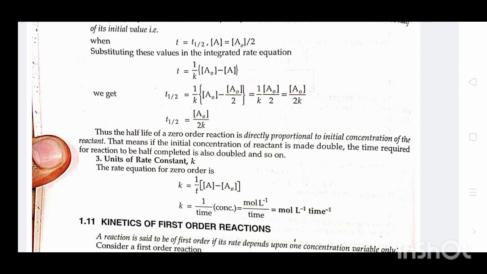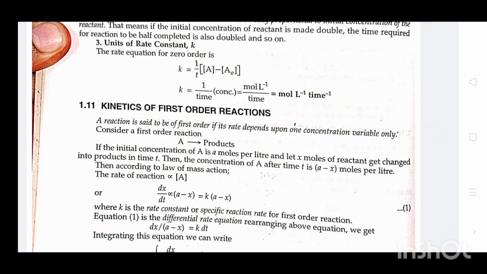That means if the initial concentration of reactant is doubled, the time required for the reaction to be half completed is also doubled, and so on. Units of rate constant k. The rate equation for zero order is as shown, and the unit is moles per liter per time.